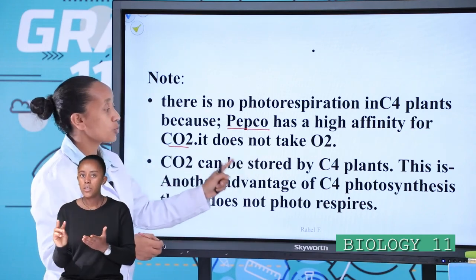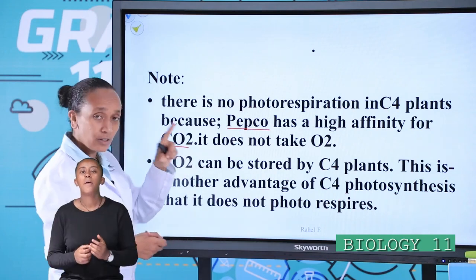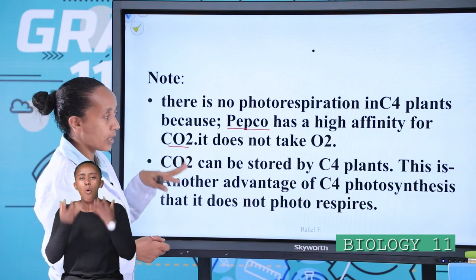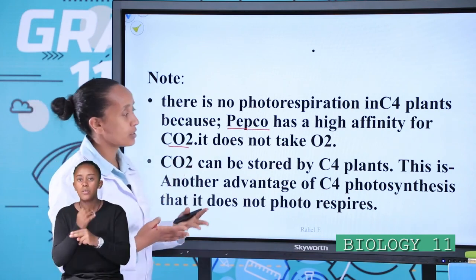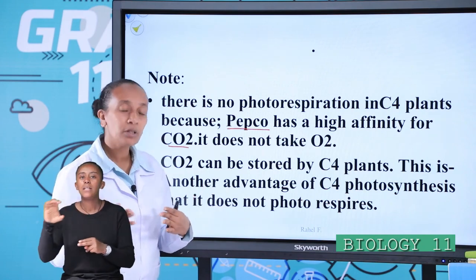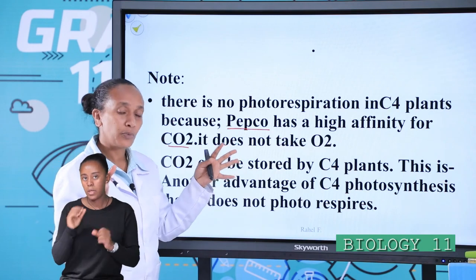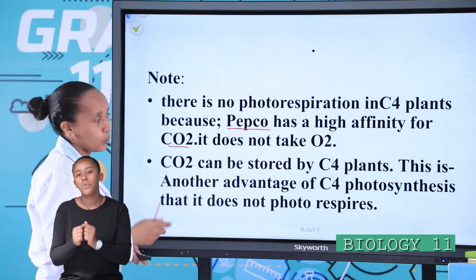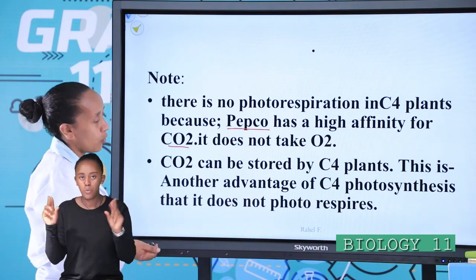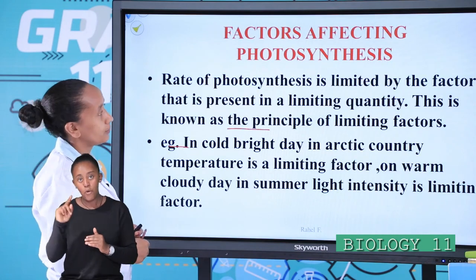Carbon dioxide can be stored by C4 plants. As we said earlier, in bundle sheath cells, more carbon dioxide is accumulated. This is because if you look at the nature of bundle sheath cells, they are impermeable to carbon dioxide. So carbon dioxide cannot escape from the cell. Rather, it becomes accumulated within the cell. So there is no problem of shortage of carbon dioxide for C4 plants.